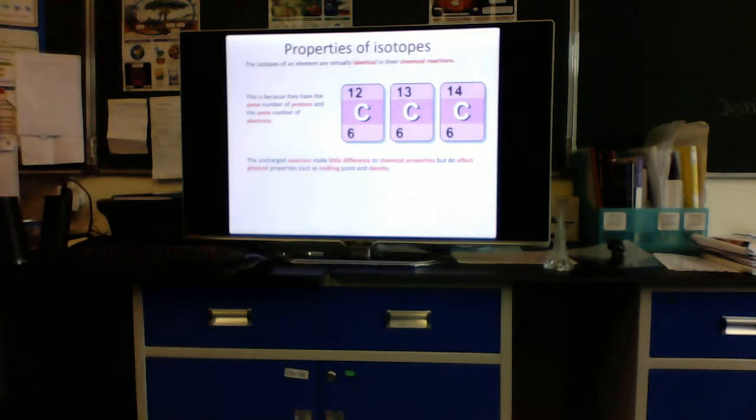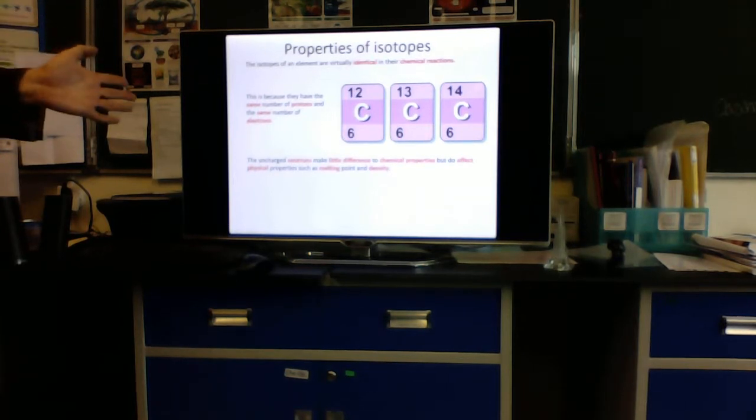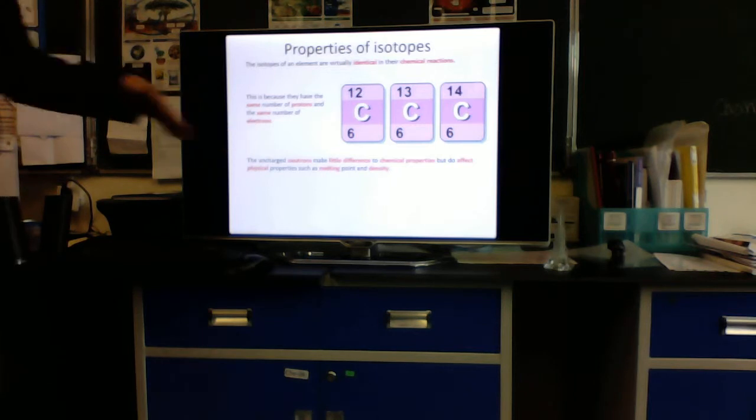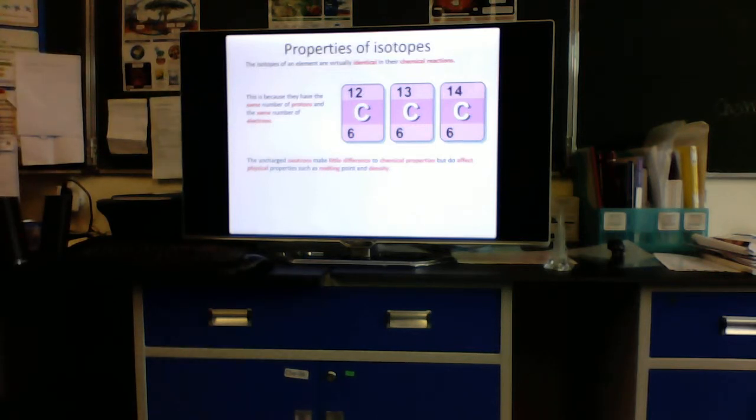Now, in terms of their chemical reactions, the isotopes are virtually identical because it's the number of protons and number of electrons that affects the chemical reactivity. Now, neutrons, because they don't have a charge, make very little difference to their chemical properties. But they do affect things like the melting point and density. So these are basically different types of carbon.